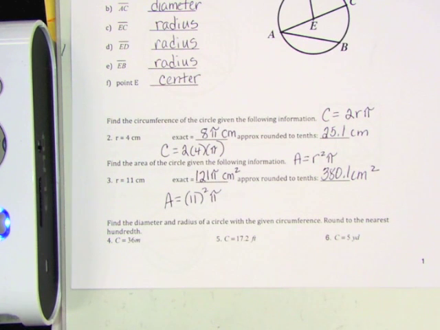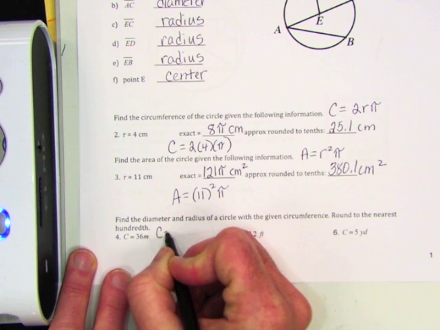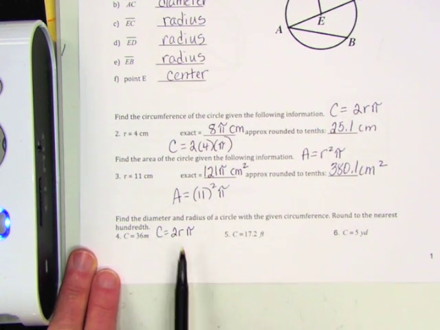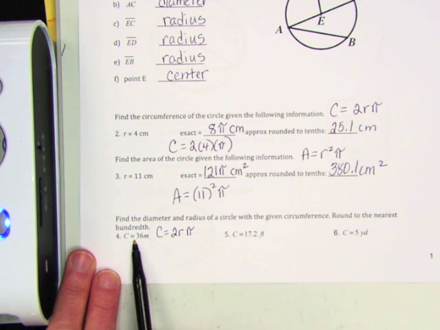Those are the working forward problems where I give you the radius and you use the radius to calculate the circumference or the area. The next set of problems are the working backwards problems. What if I give you the circumference and I'm asking you to find the radius or the diameter? We still use the same formula. We know that the circumference equals 2 times the radius times pi. Now I'm giving you that the circumference is 36.